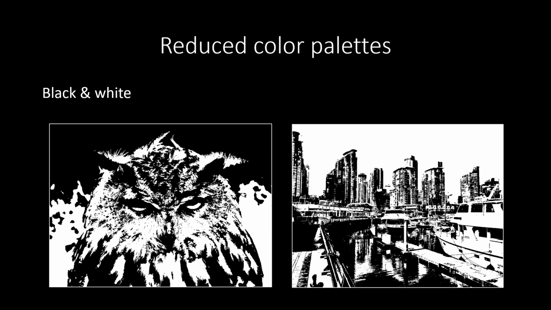We also stylize our abstractions using reduced color palettes. The oversegmentation lets us capture small details. Especially, we can see that in the black and white images. Using a simple thresholding, we have captured details such as the feathers of the owl and thin structures in the port image.